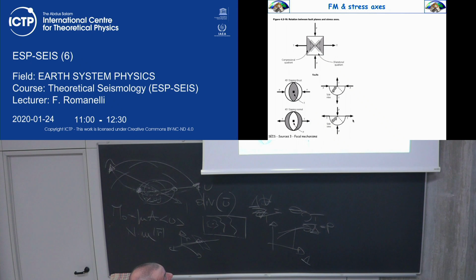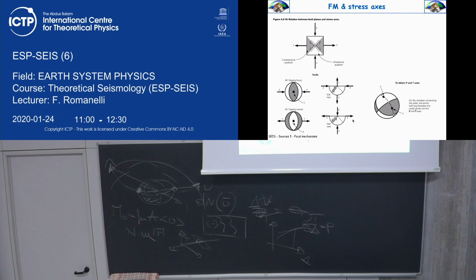And P and T, remember, are always 90 degrees apart, and the fault plane and auxiliary plane will divide them. So 45, 45, 45. It's perfectly symmetric. And vice versa for the normal. So please remember: black, thrust; white, normal. And black will contain tension. Why? Because it was up for the receiver, tension for the source. Okay? Tension for the source.